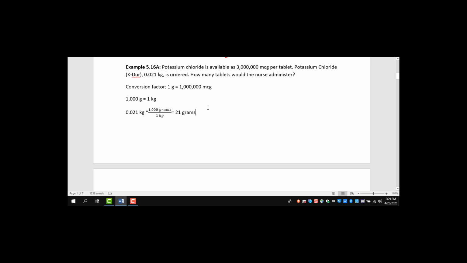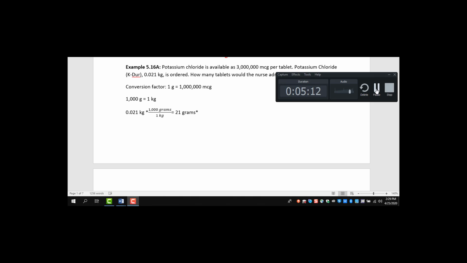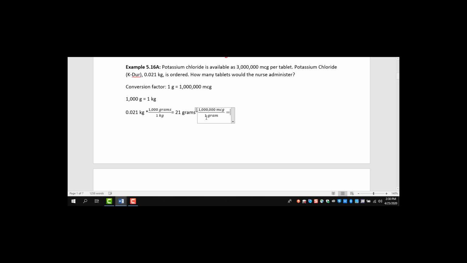Now I'm going to take the 21 grams and I'm going to convert it into micrograms. So what am I going to multiply the 21 grams by using dimensional analysis? Give it some thought, hit pause and think about it. And if you guess that, you're correct. The grams are going to cancel and I'm going to get 21 times a million, which is 21 million. Or move the decimal 6 places.